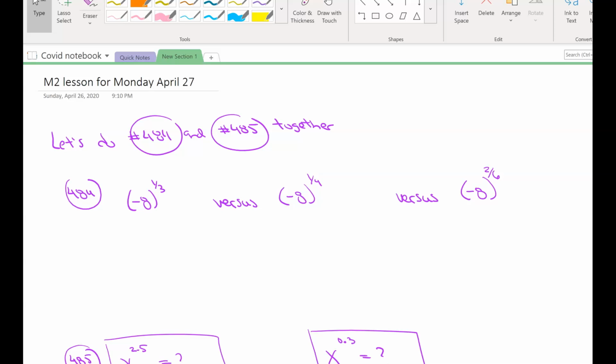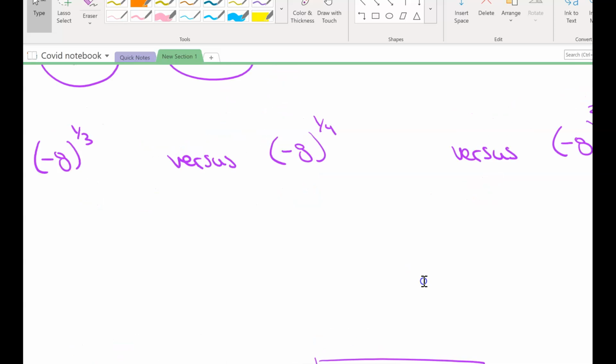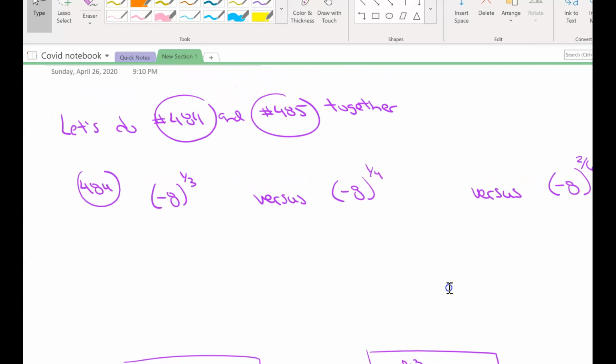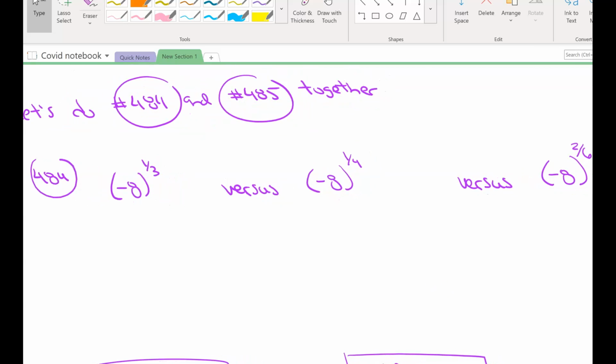Okay, to set up our lesson for today, everyone, what I'd like you to do is to pull out your book. We're going to do 484 and 485 together. So go ahead and pull those out if you would. And both of these are kind of just an investigation again, a further investigation into these rational or fractional exponents, okay? So let's take a look.